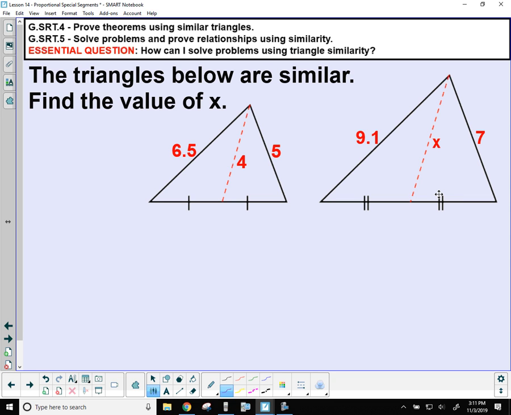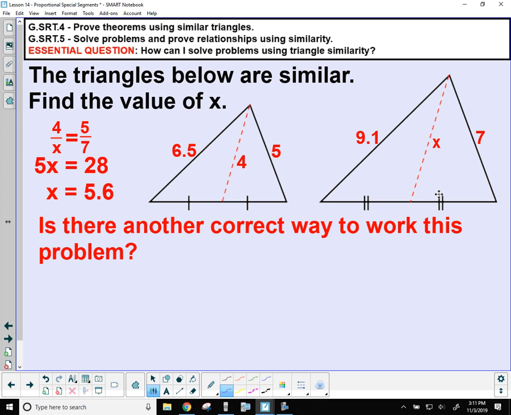So 4 over x is one way to do it. 5 over 7. Cross multiply, we get 5.6. Okay, and again, we did discuss other ways to do it in class.